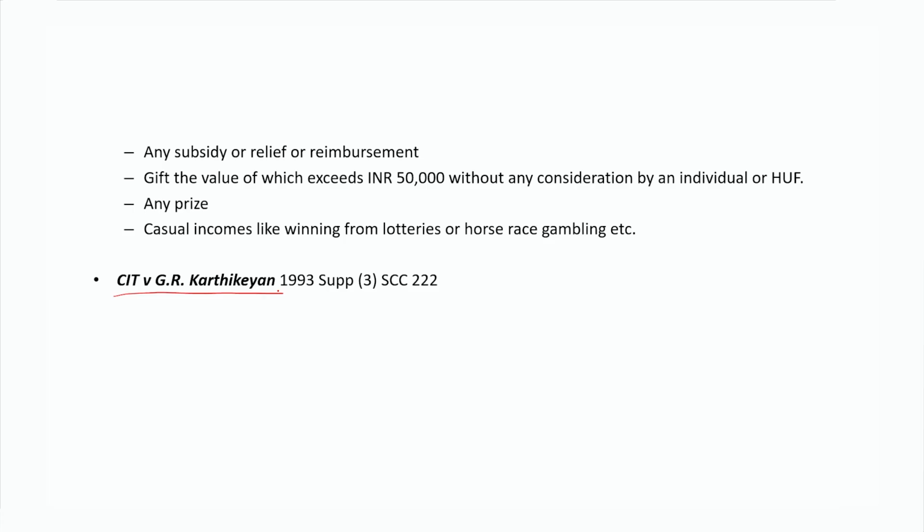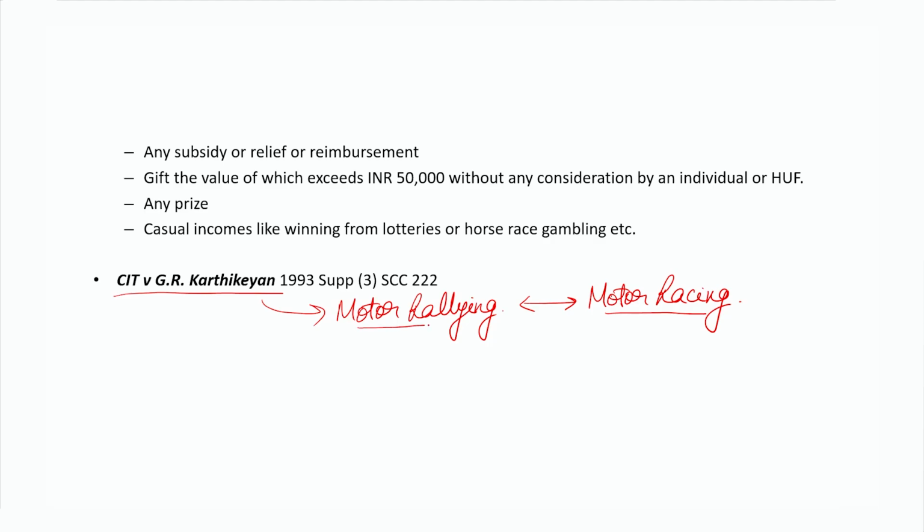This is a classic case. There was this person, GR Karthikeyan, he was basically into motor rallying. So if you see, motor rallying is a very different sort of form of racing compared to simple motor racing. So if any of you are enthusiasts of Formula 1 and you know about Michael Schumacher, he is basically into motor racing. And if you recall ads which come on TV of all the high-end SUVs, you will see that there is this component of off-roading.